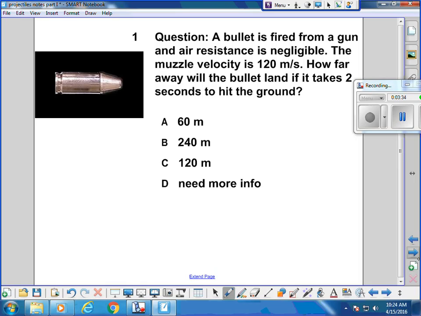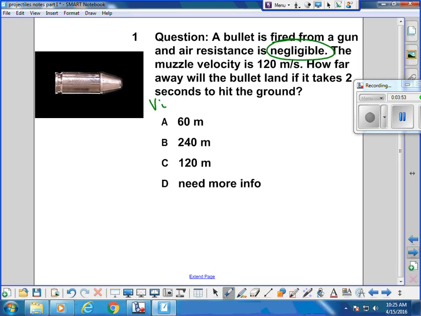So here's the question. A bullet is fired from a gun and air resistance is negligible. What does the word negligible mean? It means that it's not big enough to worry about. The muzzle velocity is 120 meters per second. What does muzzle velocity mean? It means how fast it's leaving the gun. It's literally the initial velocity.